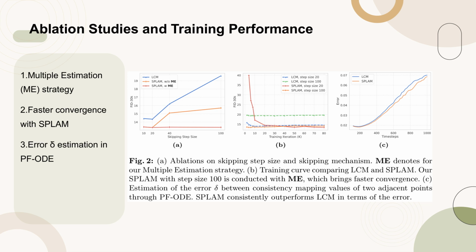In Part B, the training curves demonstrate that SPLAM, especially when configured with a step size of 100 and the ME strategy, converges more rapidly than LCM. Finally, Part C evaluates the error delta between consistency mapping values of adjacent points using the PF-ODE method, showing SPLAM's consistent superiority over LCM in error reduction.